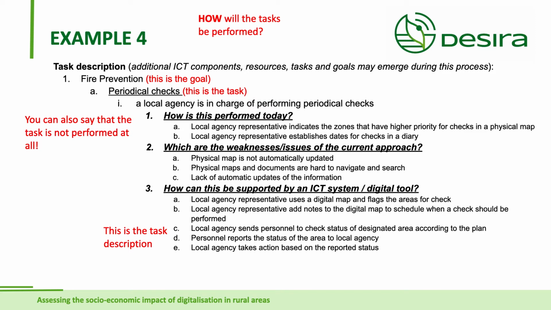Now the tasks need to be decomposed into steps. These steps are called task descriptions. Given a goal and a task, we need to detail the steps that are needed to perform the task. To identify the steps, we recommend to first ask the question, how is the task performed today? And then, what are the weaknesses or issues of the current approach? And finally, how can this be supported by an ICT system or digital tool? The list of steps that you derive for this last question is the actual task description.